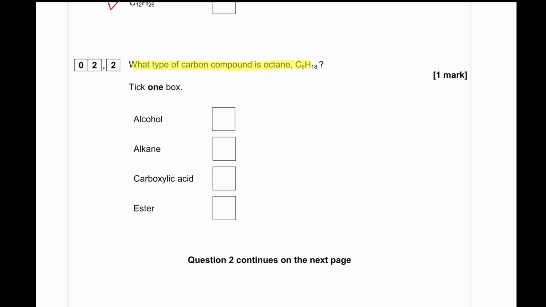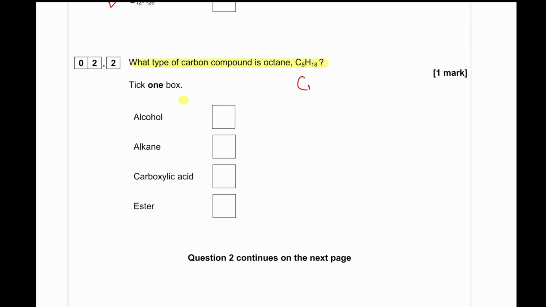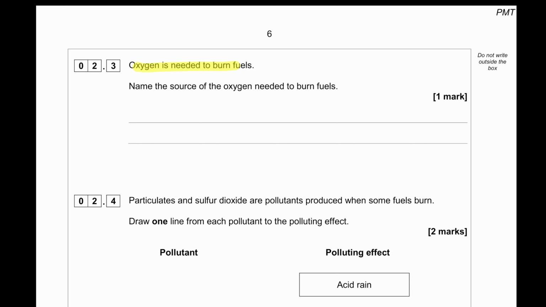What type of carbon compound is octane, C8H18? This follows the general formula CnH2n+2. That means this is an alkane. So it will be an alkane. Oxygen is needed to burn fuels. Name the source of the oxygen needed to burn fuels. So whenever we burn any fuel, we use air, and air contains oxygen.